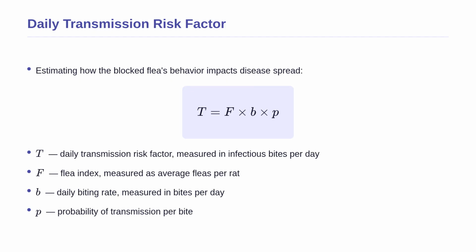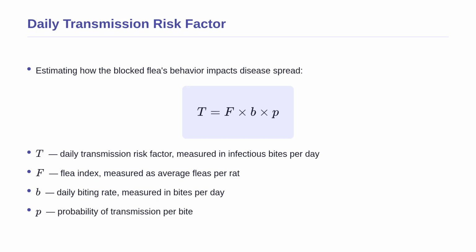Beyond just counting fleas, we must also account for the frantic behavior of the blocked flea. This is where the daily transmission risk factor comes in. This formula models how aggressively the disease might spread. T represents the total daily transmission risk factor per rat. We calculate this by multiplying 3 variables.